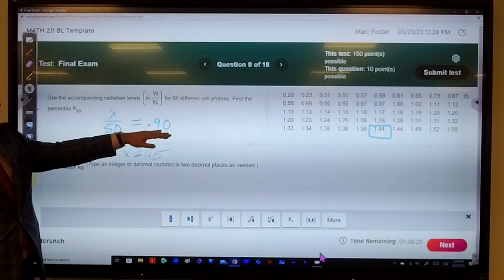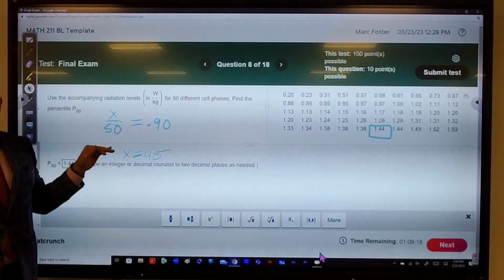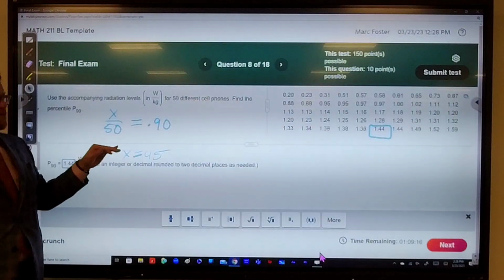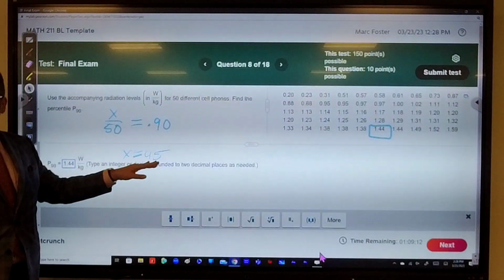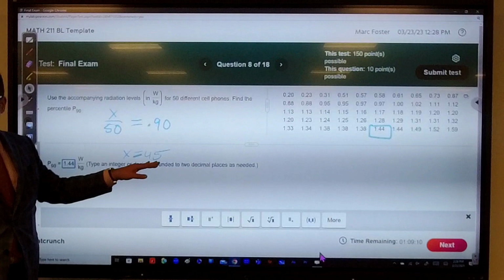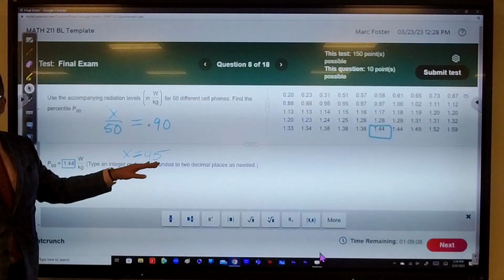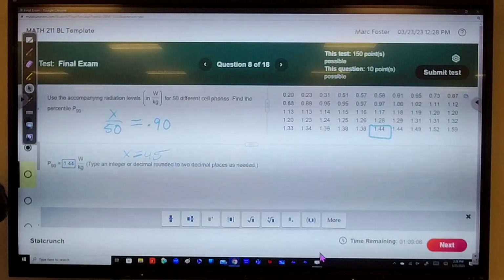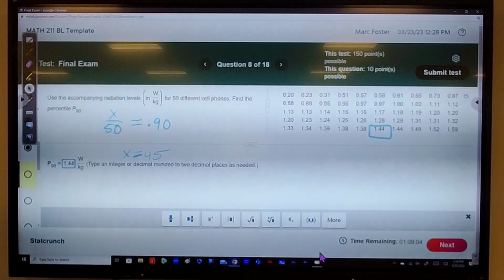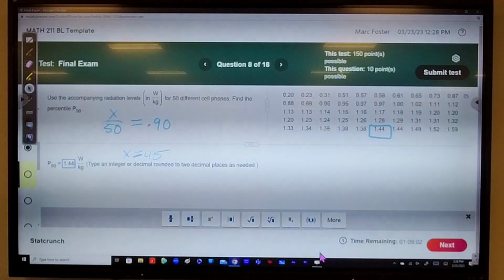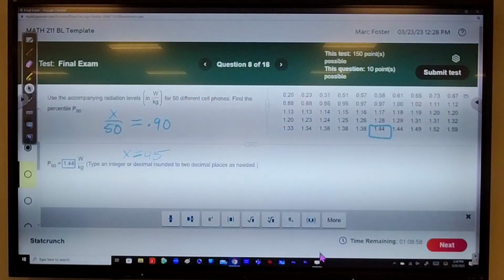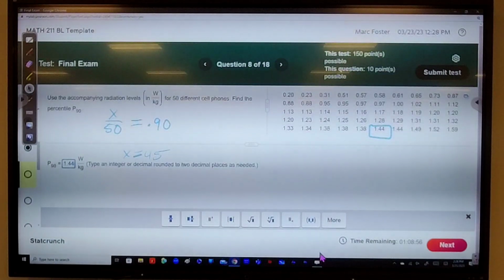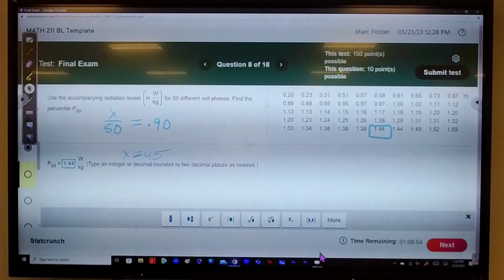Right? This is trying to say, what is 90% of 50? That's what X is. 90% of 50 is 45. So you want 10% of 50. That's 0.1 times 50. It's 5. So you want the number that has 5 data points under it. That's the 6th one.